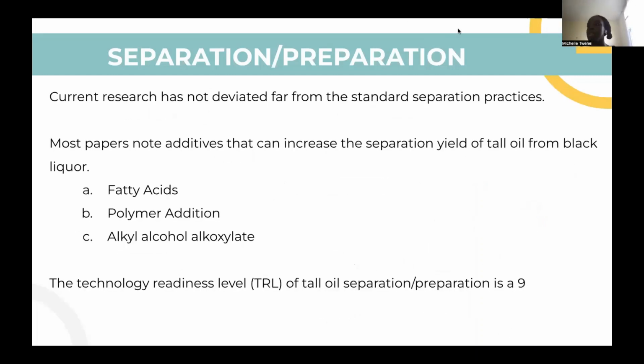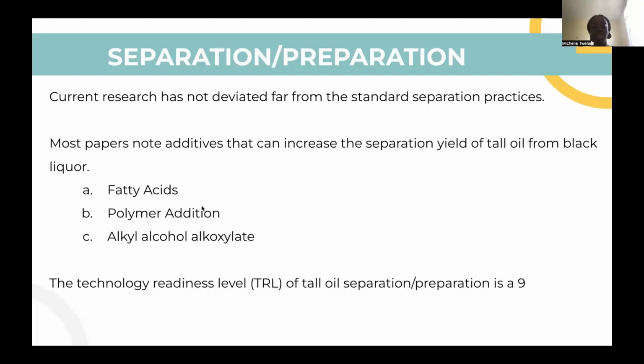Okay, so now answering the question. Current research has not deviated far from the separation process I just explained. So I would give the technology readiness level of that a 9. Technology readiness level is just a scale from 1 to 9 that shows how prepared and how large scale an idea is. 1 would be the lowest, and that would be something that's just written on paper and researched a couple times. And 9 would be something that you would see in a large plant or facility. Most papers note additives that can help the separation of black liquor to tall oil, and that can be fatty acids, polymer addition, and alkali alcohol.